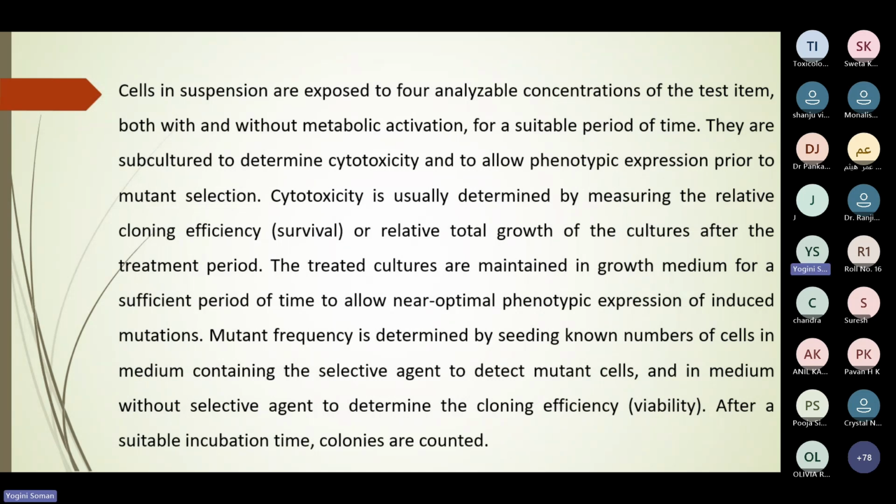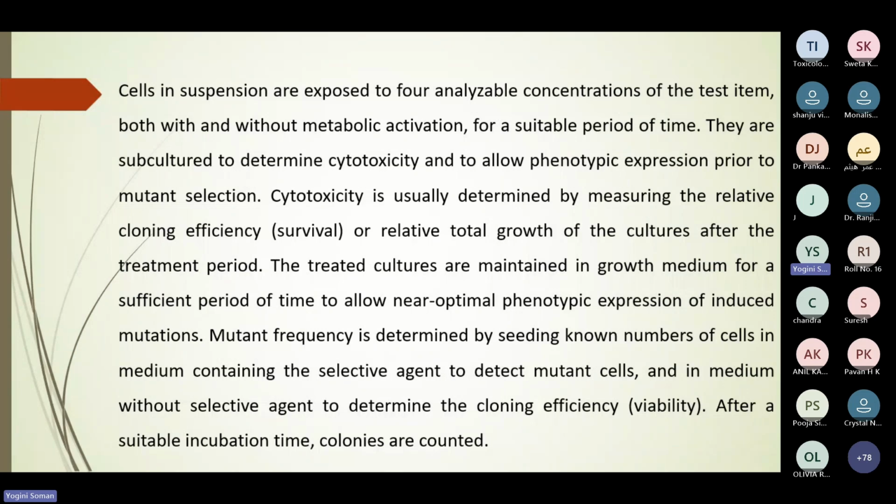Cytotoxicity is usually determined by measuring the relative cloning efficiency or relative total growth of the cultures after the treatment period. The treated cultures are maintained in a growth medium for a sufficient period of time to allow near optimal phenotypic expression of induced mutations. Mutant frequency is determined by seeding a known number of cells in a medium containing selective agents to detect mutant cells, and in medium without selective agents to determine cloning efficiency. After a suitable incubation time, colonies are counted.